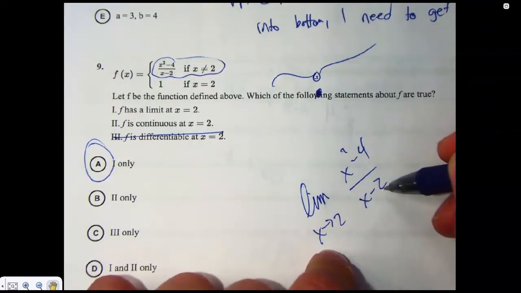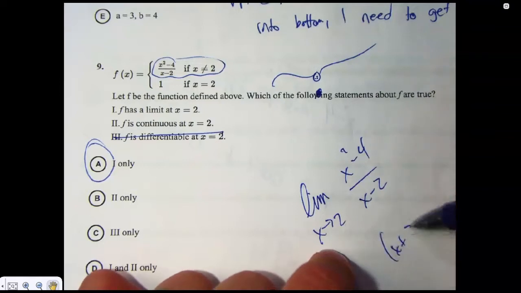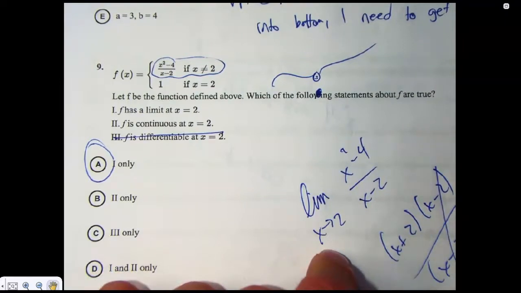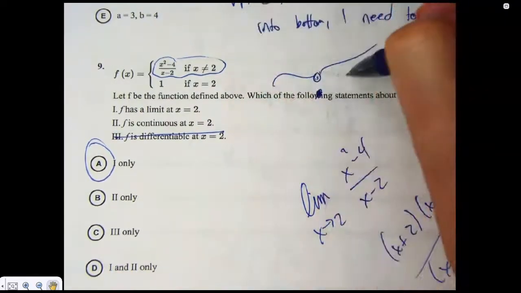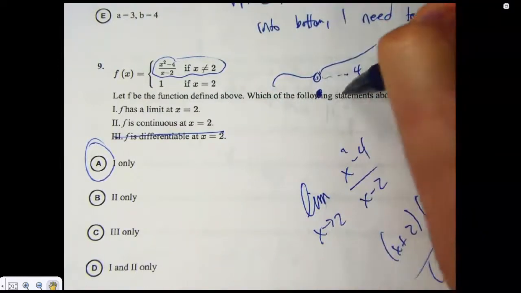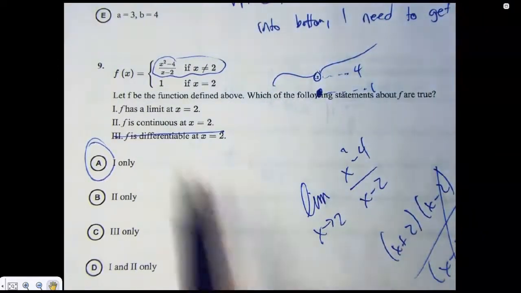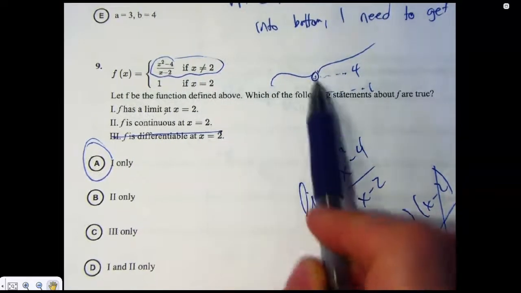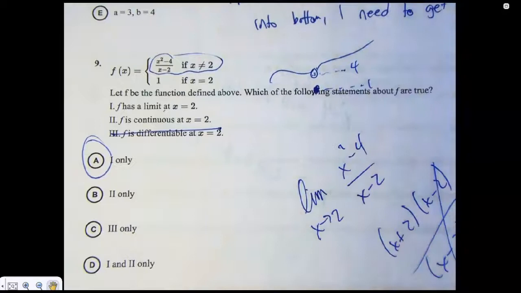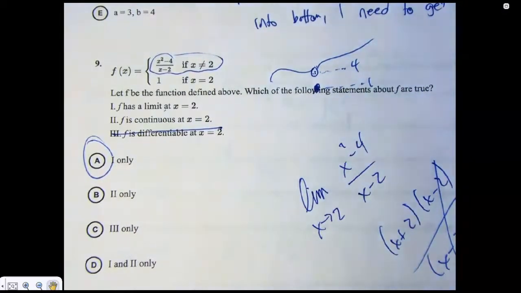So I can't plug in 2 right now. I'll get 0 over 0. So you go x plus 2, x minus 2. Bottom is x minus 2. Cancel them out. If I plug in 2, I get 4. So these two roads meet at a y value of 4. The bridge is down there. So it does have a limit. The limit will be 4. But it's not continuous because the bridge is not in the right spot. And it's not differentiable, but you do not have to know why.